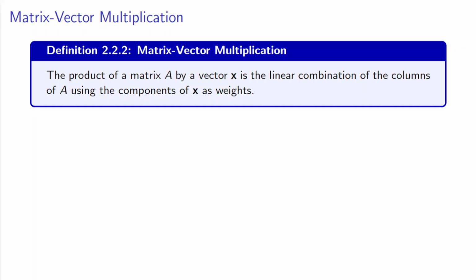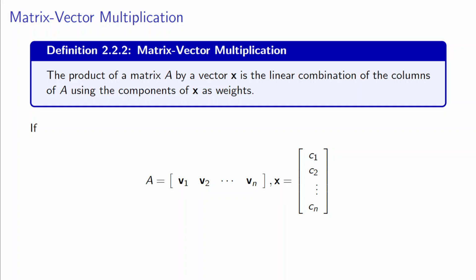The other operation we're going to define here is matrix vector multiplication, and we're going to see a wide range of applications of matrix vector multiplication as we move through this course. So the product of a matrix A by a vector X is the linear combination of the columns of A using the components of X as weights.